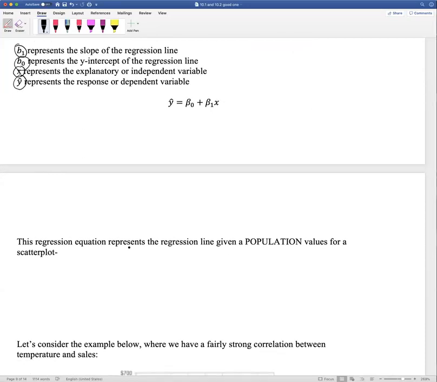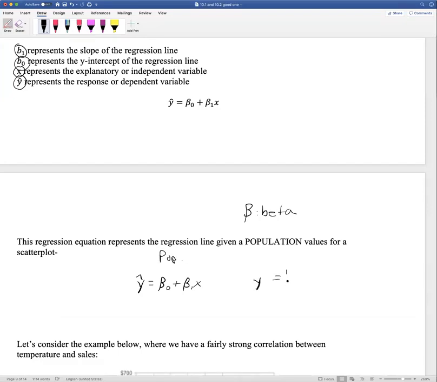Now, if instead of dealing with the sample, we're dealing with the population, then we use the equation y hat is equal to beta naught plus beta 1x. And we talked about this before in the semester, that Greek letters, and this is the second letter of the Greek alphabet, it's also called beta. If you have Greek letters, then that means we're dealing with the population. So all this is telling us is this is the regression equation if we're dealing with the population.